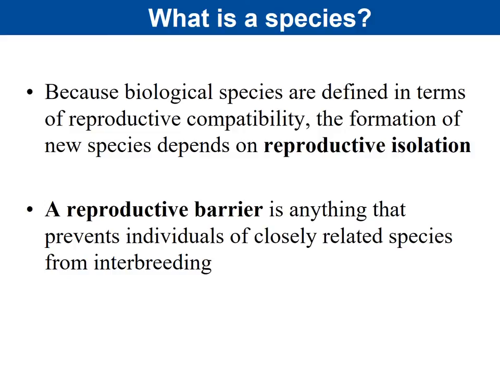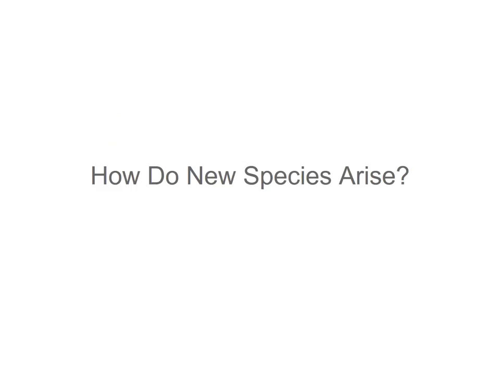So, because biological species are defined in terms of their reproductive compatibility, the formation of a new species depends on reproductive isolation, meaning that they are reproductively isolated and they can't breed with one another. And so a reproductive barrier is anything that prevents individuals of closely related species from interbreeding. And we're going to look at some of these reproductive barriers. What are these reasons that prevent two closely related organisms from breeding together? And so we're going to look at how new species arise.